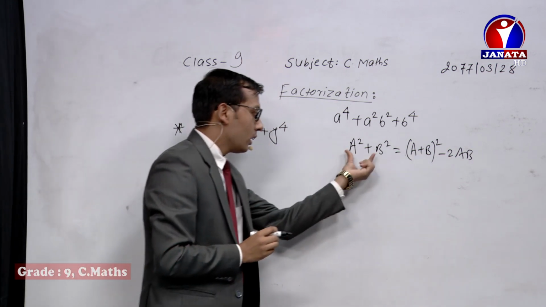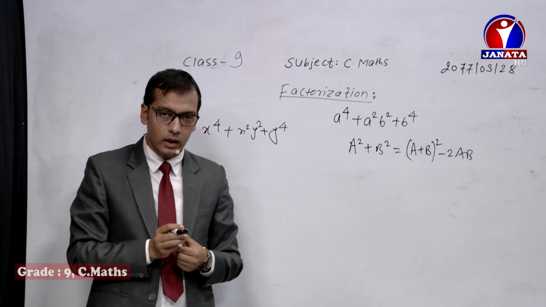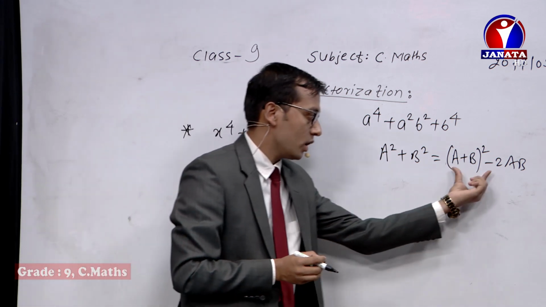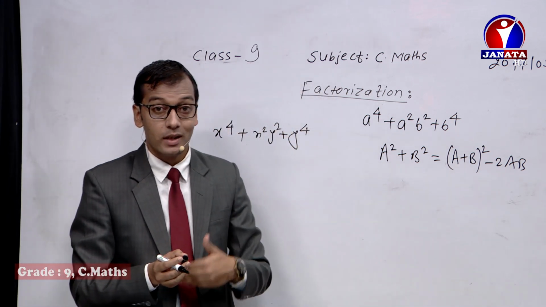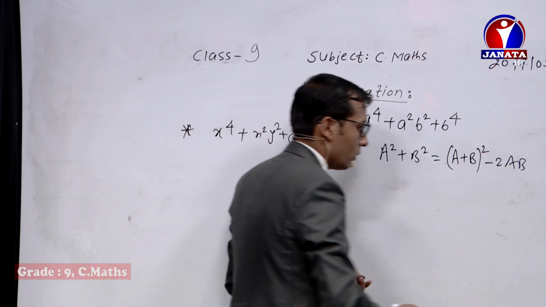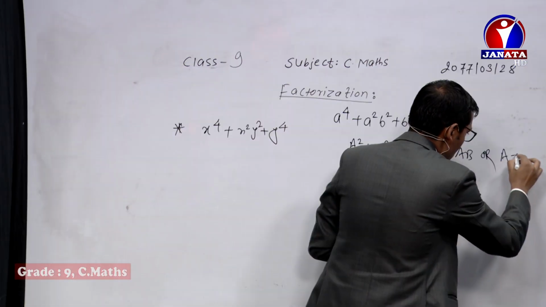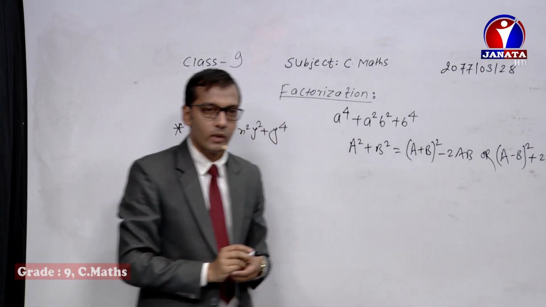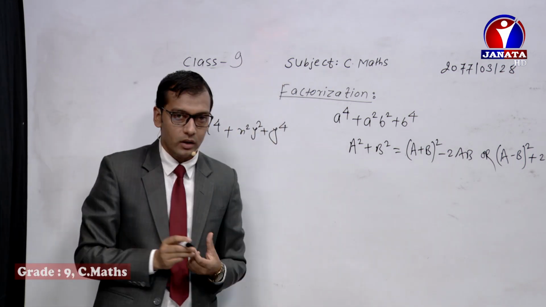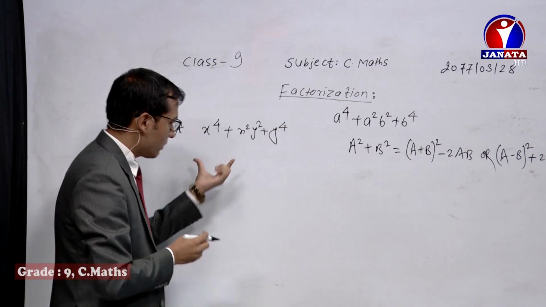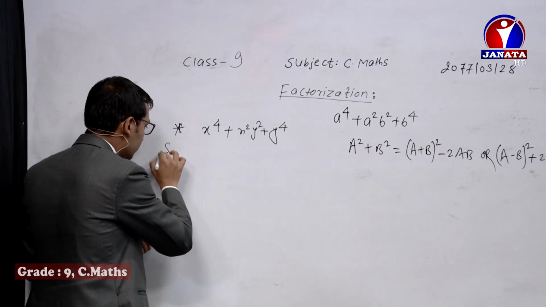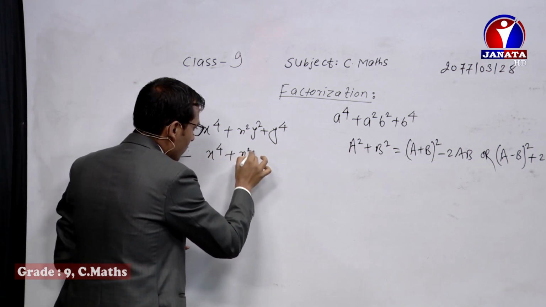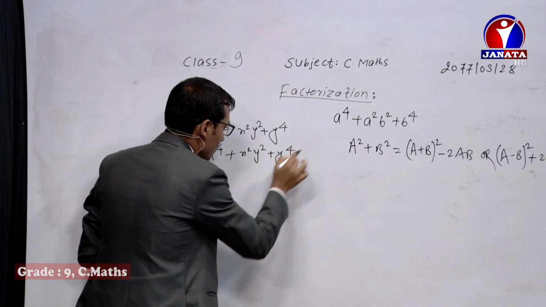But in fact, this expression has two expanded forms. In some factorizations, we use this one, a plus b whole square minus twice ab. In some factorizations, we use a minus b whole square plus twice ab, depending on the expression that we have for factorization. So let's begin this factorization here. x to the power 4 plus x square y square plus y to the power 4.